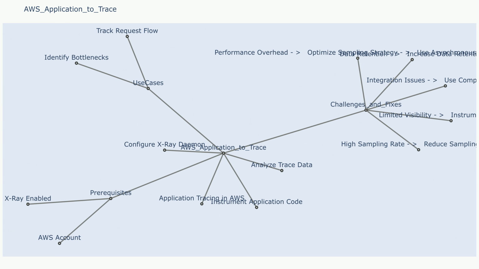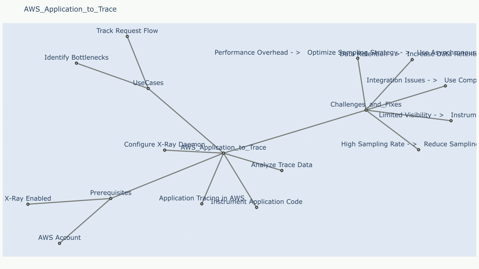Challenges and fixes. High sampling rate. High sampling rates can result in excessive data collection, impacting performance and potentially overloading the X-Ray service. Reduce sampling rate. Adjust the sampling rate to a lower value, ensuring that you collect enough data for analysis while minimizing performance overhead.